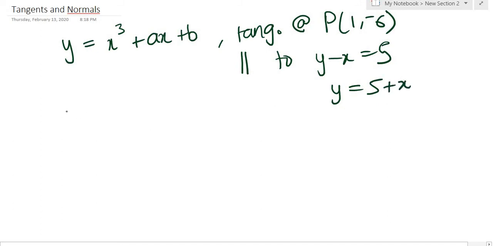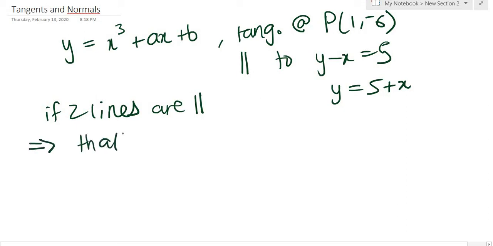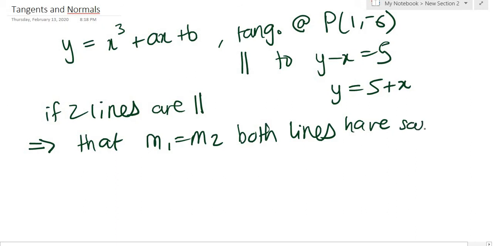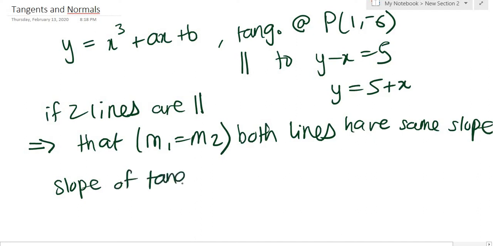Now you should know that if two lines are parallel, then that implies m1 is equal to m2. Both lines have the same slope. So if the tangent at this point is parallel to this line, then the slope of the tangent should be equal to the slope of this. So slope of tangent should be equal to slope of y is equal to 5 plus x, this equation, this line.